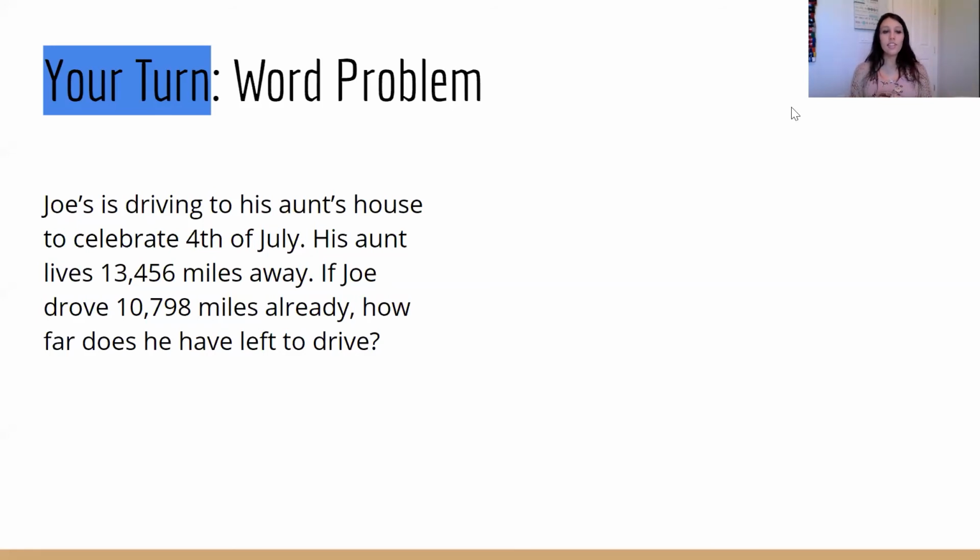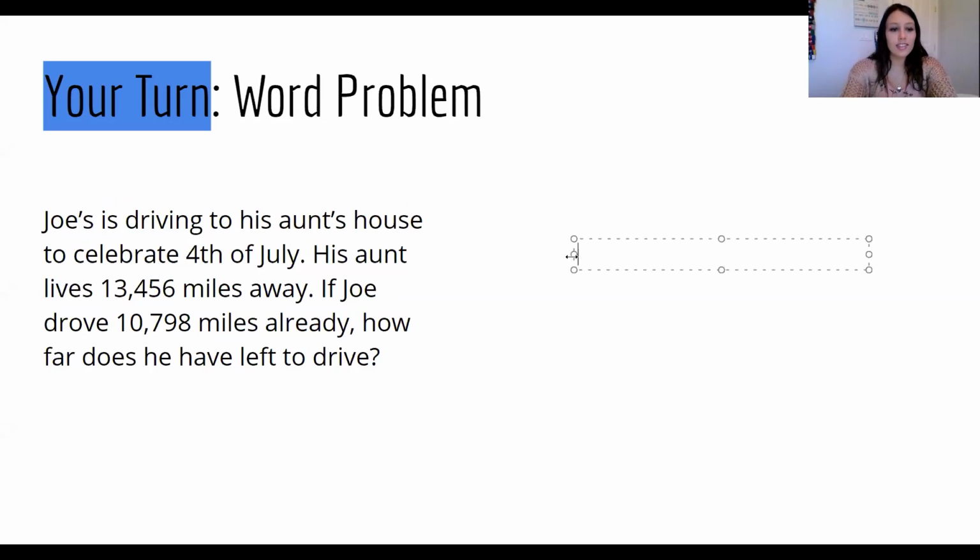Now that you guys have solved this on your own, we're going to go over the answers together. Our question asks, Joe is driving to his aunt's house to celebrate the 4th of July. His aunt lives 13,456 miles away. If Joe drove 10,987 miles already, how far does he have left to drive? So this is going to be a subtraction problem because we want to find the difference of how many more miles he has to go. So what we're going to do is when we're subtracting, we always want the bigger number on top and the little number on bottom, right? So looking at this problem, our bigger number is 13,456.